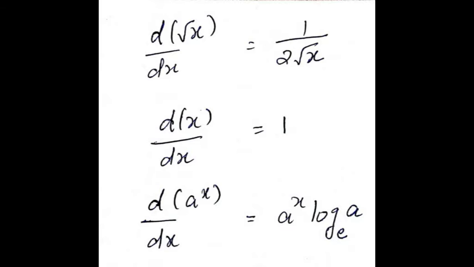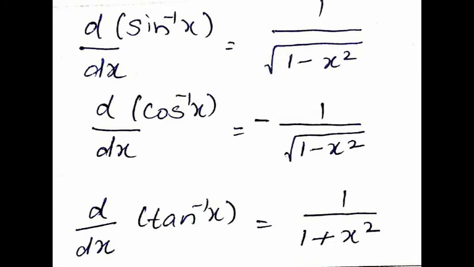Derivative of root x is 1 upon 2 root x. And derivative of x is 1. And derivative of a raised to x is a raised to x log a to the base e. Derivative of sin inverse x is 1 upon root of 1 minus x square. Derivative of cos inverse x is minus 1 upon root of 1 minus x square. And derivative of tan inverse x is 1 upon 1 plus x square.